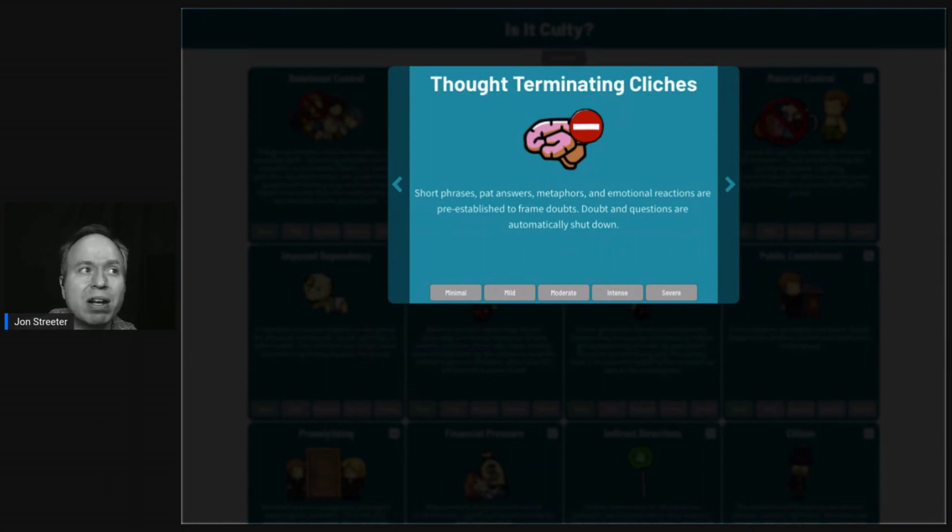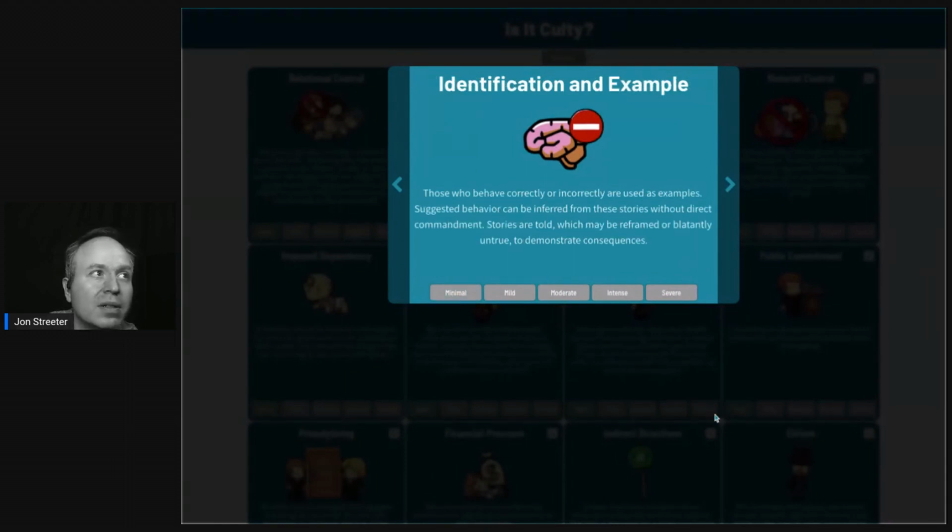Thought-terminating clichés. Short phrases, pat answers, metaphors, and emotional reactions are pre-established to frame doubts. Doubts and questions are automatically shut down. So if they had a saying or something, a common one would be like, never doubt the director. If anyone has a question, he says, no, never doubt that the director is always right. So even without having to listen to a question or a doubt or a concern, if someone brings up a concern and it's never doubt the director, that would be an example of a thought-terminating cliché where you just repeat the mantra rather than actually think about something that may be brought up. I've never heard anyone say, never doubt the director. It's always, oh, if you have a question, just go ask them. So I'd say minimal. Okay. I've never really seen much like that.